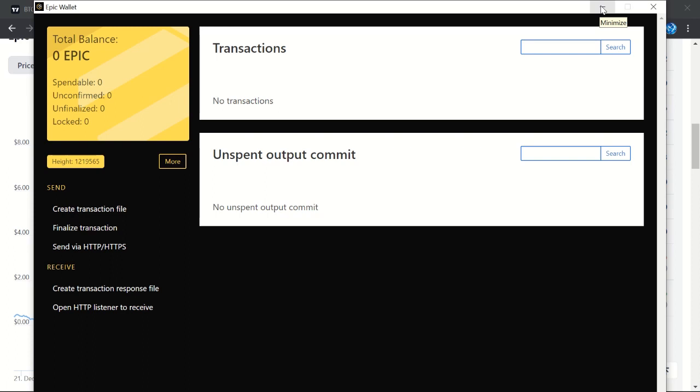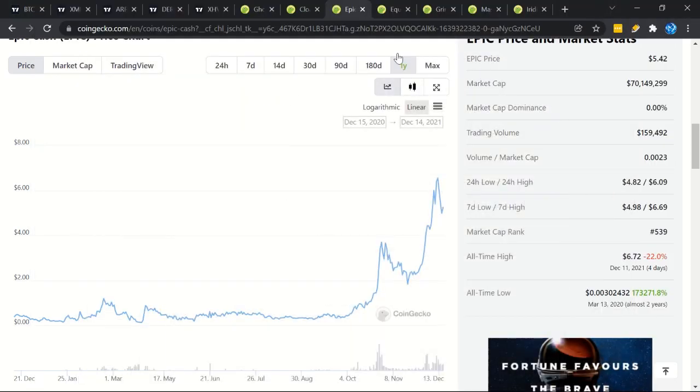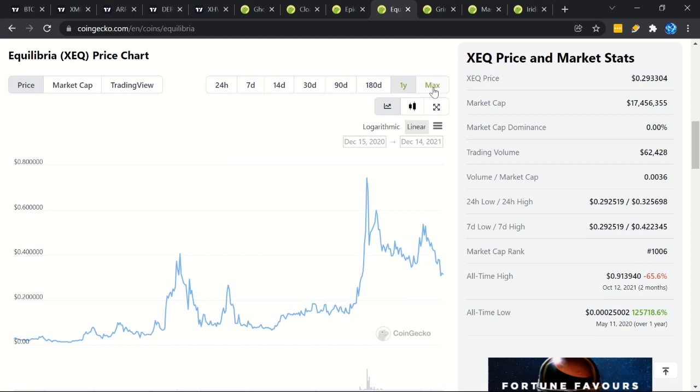So but hey, look at the charts. If you can trade them, just pick up some quick profits. This thing's moving, so there's always opportunity when you have volatility like with this particular coin. Okay, Equilibria, this thing's breaking down.